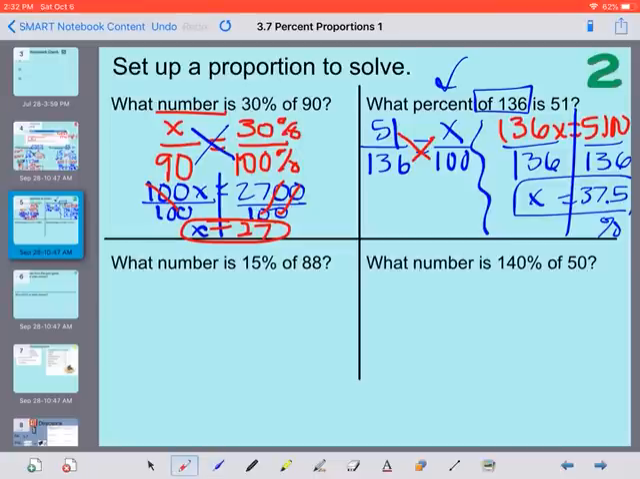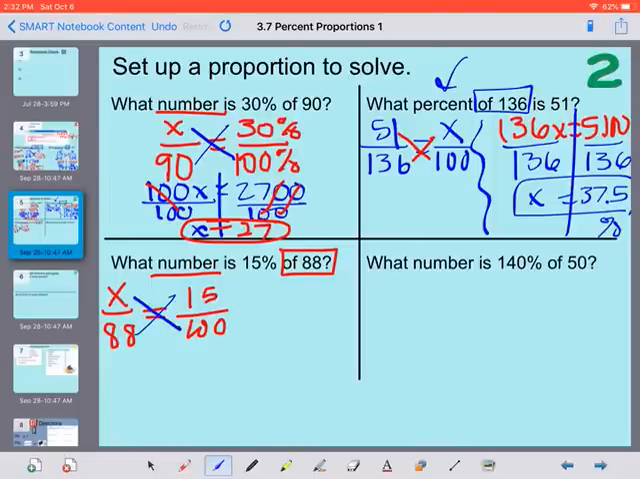The next one asks us for a number. What number is 15% of 88? So 15% is our percent out of 100%. 88 is our total, because it says of the total 88. We want to know what number is in relation or proportion to the 15%. So we're trying to figure out what number goes on the top.